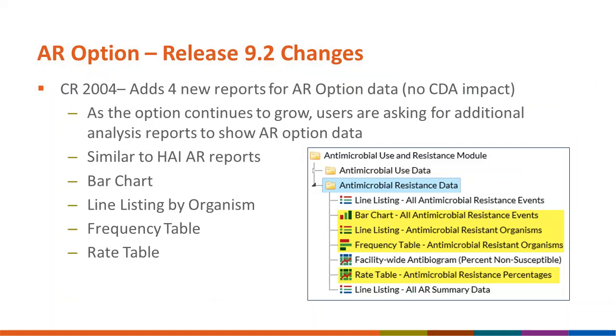Change requests 2004 and 1875 add new reports for the AR option and have no CDA impact. As participation in the AR option continues to grow, users have started asking for additional analysis reports for AR option data. Currently, we have just 2 reports available, a simple event line list and a facility-wide antibiogram report. The new reports will be very similar to the reports currently available for the HAI antimicrobial resistance data, a line list, a frequency table, and a rate table displaying antimicrobial resistant organisms. We also plan to add a new AR bar chart report. Next slide, please.